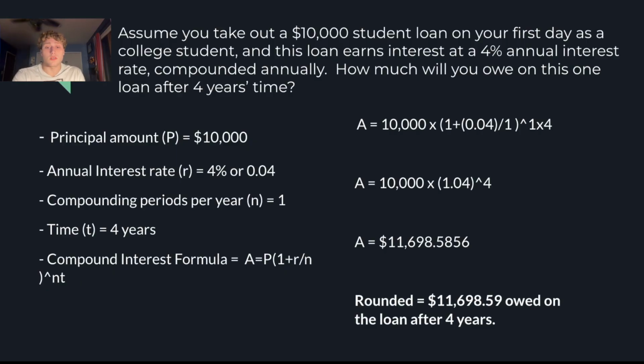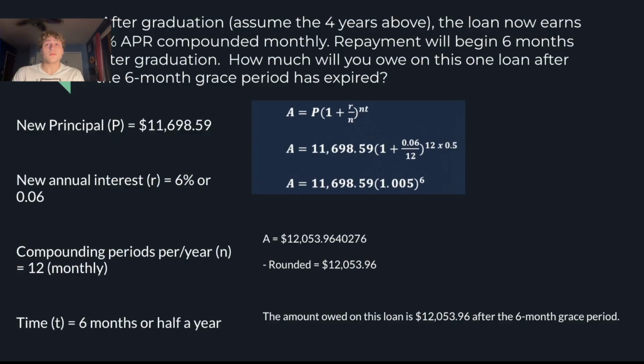And then moving on to the next question: after graduation, assume the 4 years above, the loan now earns a 6% APR compounded. Repayment will begin 6 months after graduation. How much will you owe on this one loan?